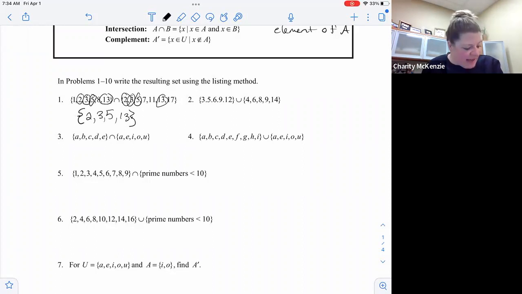So the intersection is 2, 3, 5, 13. So you use those little bracket symbols, and you'll have to use those in my math lab as well. Sometimes they already have them on there, so you'll just have to look at the problem. But okay, problem 2 is a union.